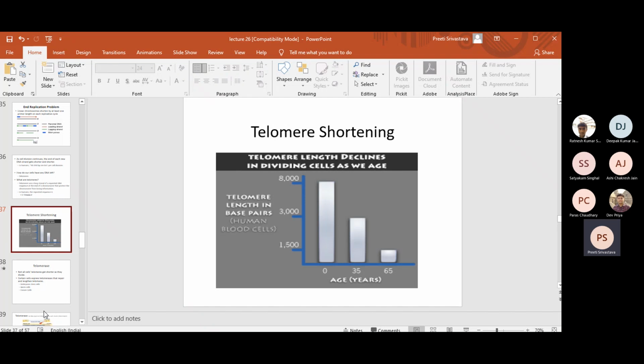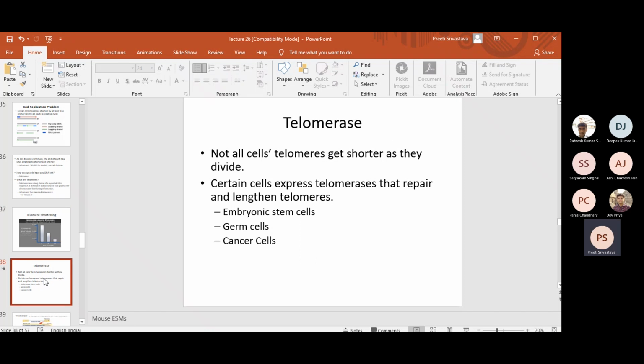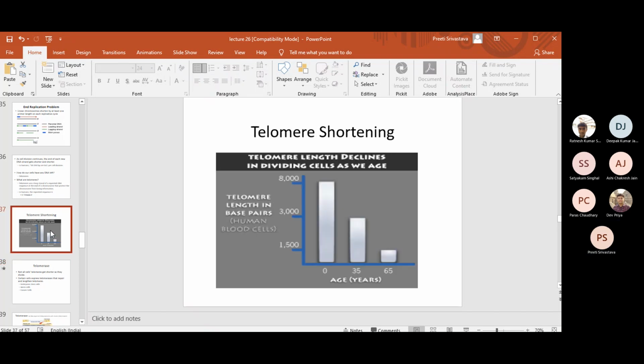So telomeres keep decreasing as we age. For example, this is the telomere length in human blood cells. You have a length of about 8,000, and then at the age of 35 you have less than half, and at the age of 65 you have a negligible amount. Right? Yes, ma'am. So just by knowing the telomere length, we can determine the person's age. Yes.